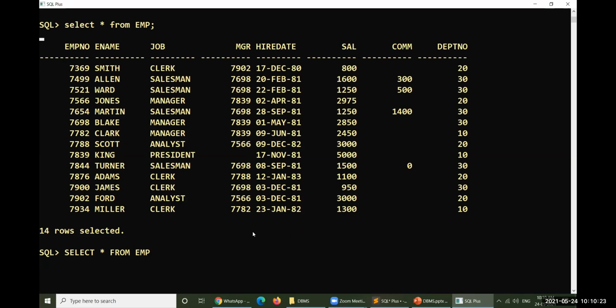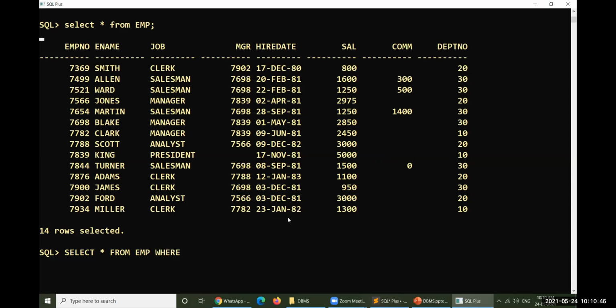Every data is required by you, but the condition is the people who belong to department number 30. I'd like to display them. Other than 30, I don't require. So simply speaking, the WHERE clause is always trying to filter the data. Filter operation is going to happen here.